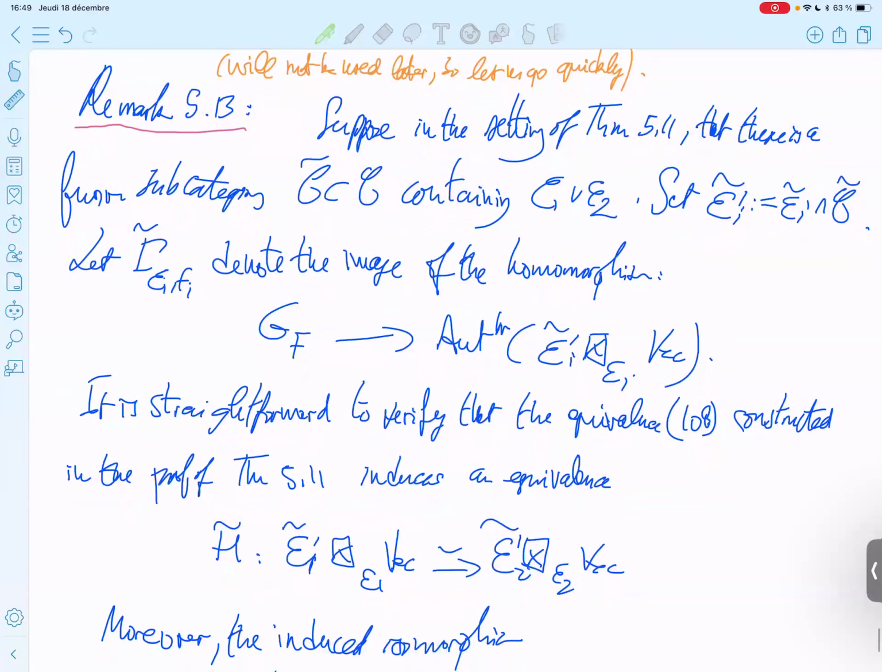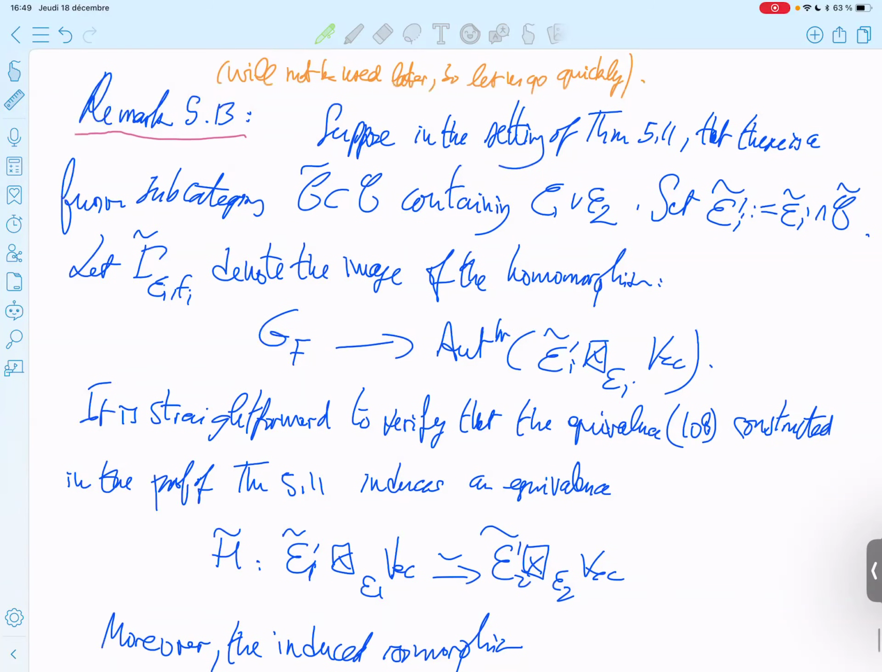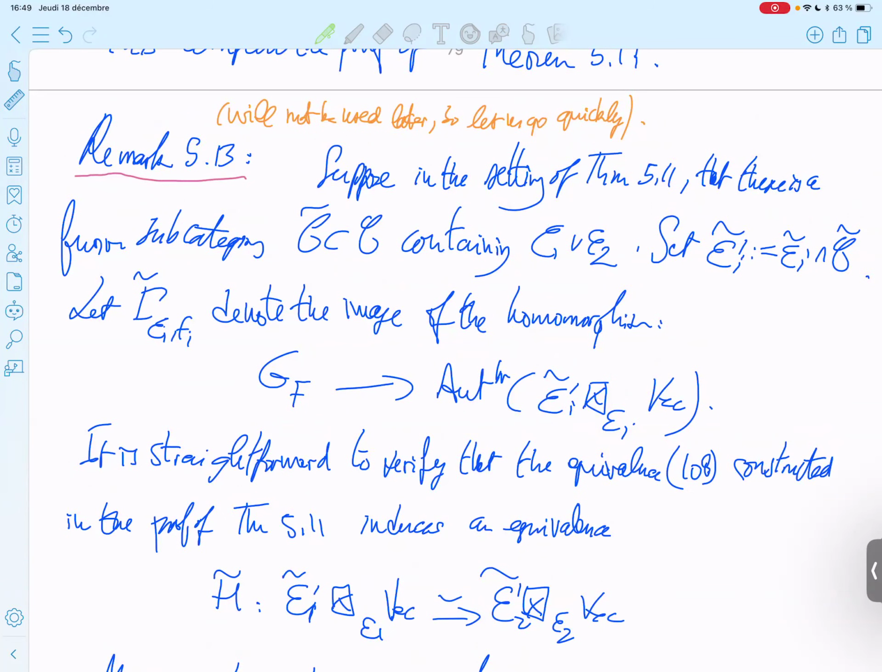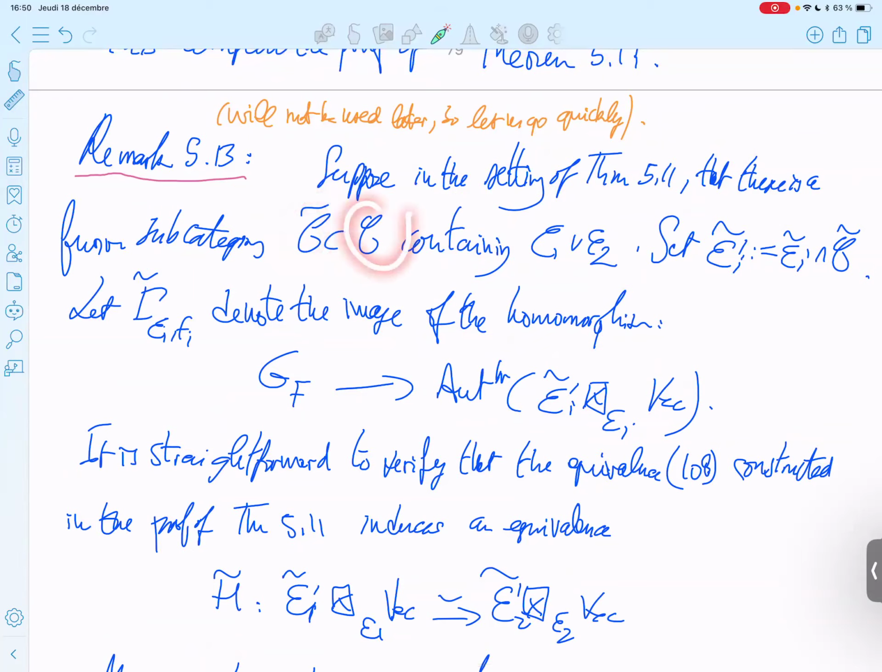So C tilde included in C containing. Okay, so it's just a restriction, so you can apply the same result. So you have the result for C and E1, E2. But if you have a C tilde in between C and E1, E2, in fact, you can directly take C tilde equal that. Why not? And then you have just theorem 5.9, because then it will be maximal inside.